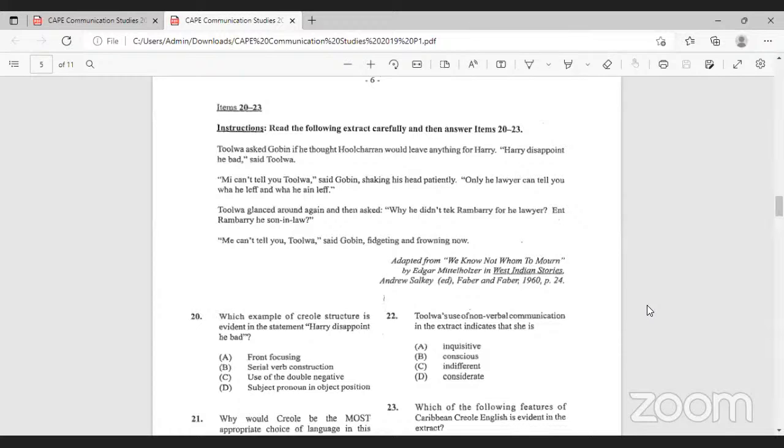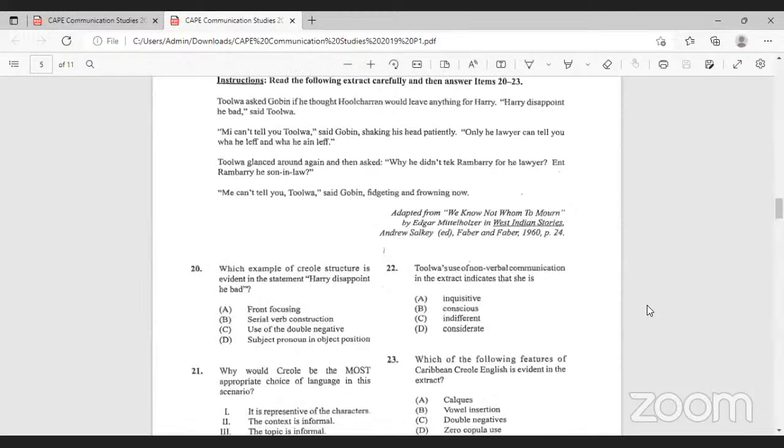So Tulwa asked Gobin if he thought Charan would leave anything for Harry. "Harry disappointed he bad," said Tulwa. "Me can't tell you, Tulwa," said Gobin, shaking his head patiently. "Only he lawyer can tell you what he left and what he ain't left." Tulwa glanced around again and then asked why he didn't take Rambury for his lawyer. "Ain't Rambury his son-in-law?" "Me can't tell you, Tulwa," said Gobin, fidgeting and frowning no.